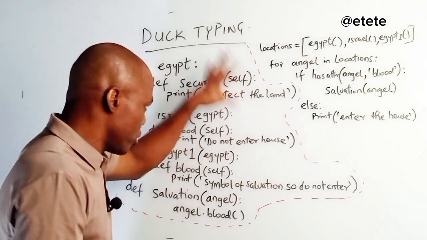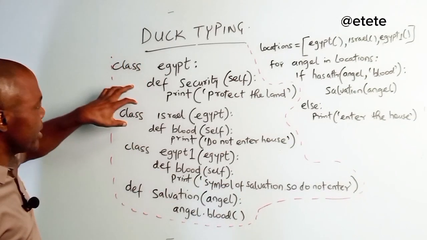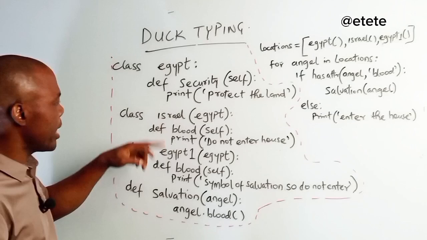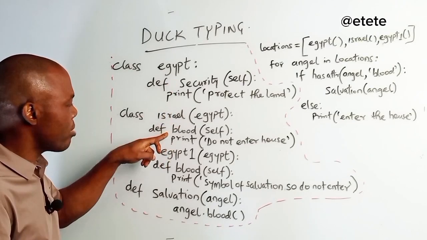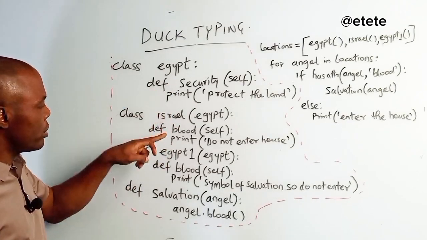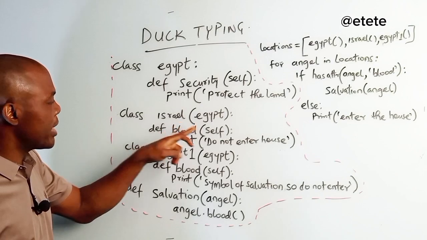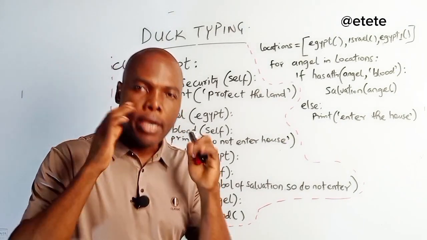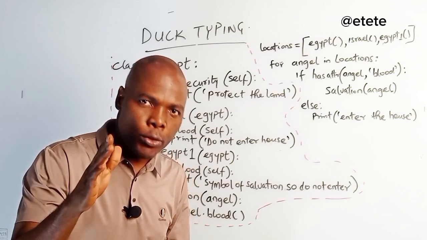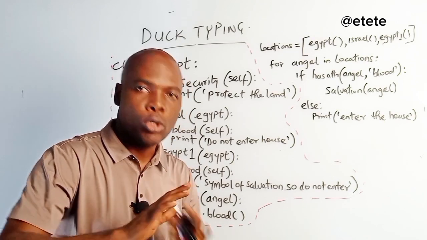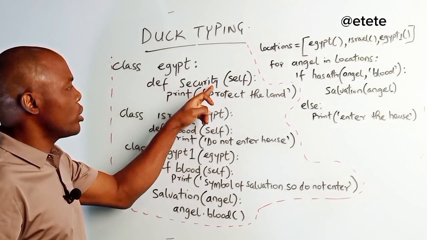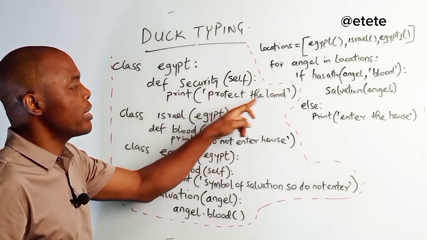Now, let me quickly run through it. I created three classes, one, two, three. This is the parent class, a child class, and another child class. This parent class does not have a blood method. This child class has a blood method, and this child class has a blood method. So what am I saying? I am sending the angel: if you see blood at the door of the house, don't enter. In this one, there is no blood. It has a method, security, and what is inside it protects the land.